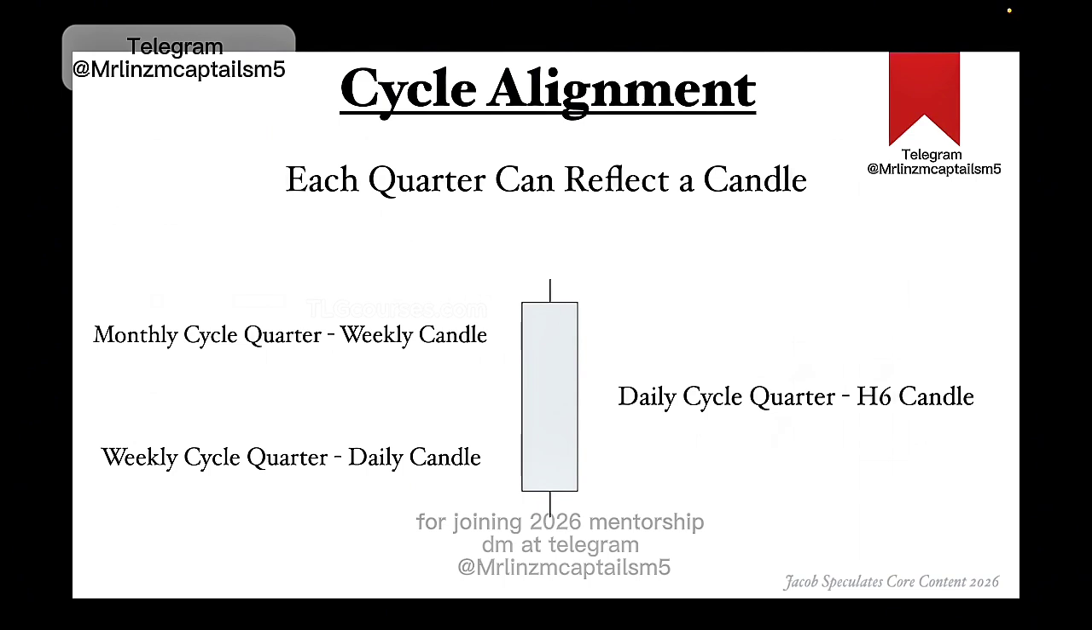So, a little bit of recap of what we learned about cycle alignment. Anything in the future I say about the weekly cycle, your mind should automatically jump to days of the week or a daily candle. If I ever say anything about a monthly cycle, your mind should automatically jump to weeks of the month or weekly candles, and so on and so forth.